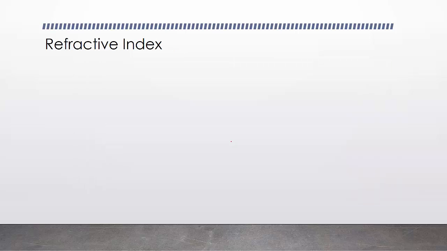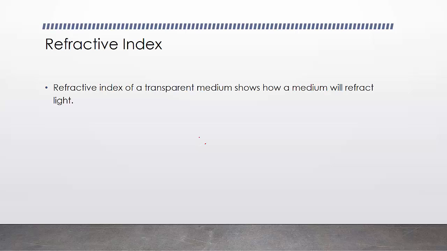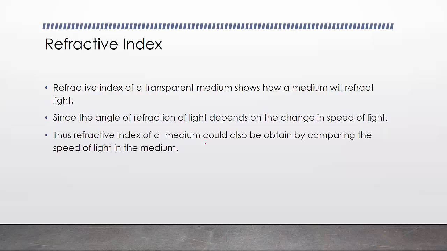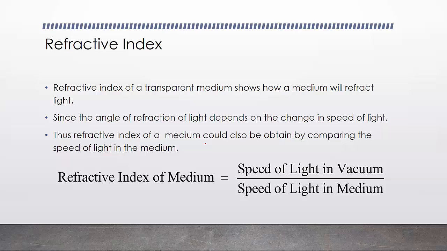Another concept that I would like to go through is the refractive index. The refractive index of a transparent medium shows how a medium would refract light. Since the angle of refraction depends on the change in speed of light in the medium, the refractive index of a medium can also be obtained by comparing the speed of light in a vacuum with the speed of light in the medium. So a simple formula: refractive index is the speed of light in a vacuum versus the speed of light in a medium. So it's actually just a ratio.